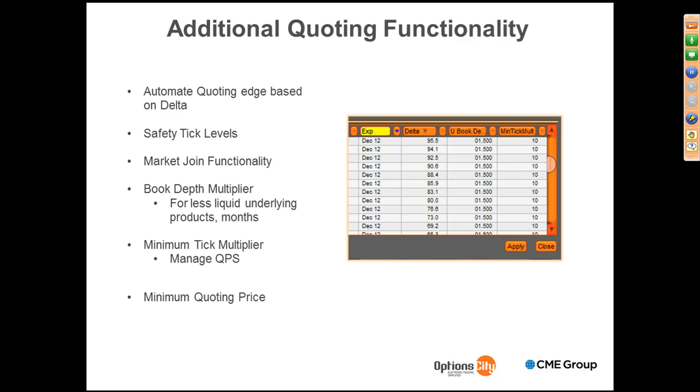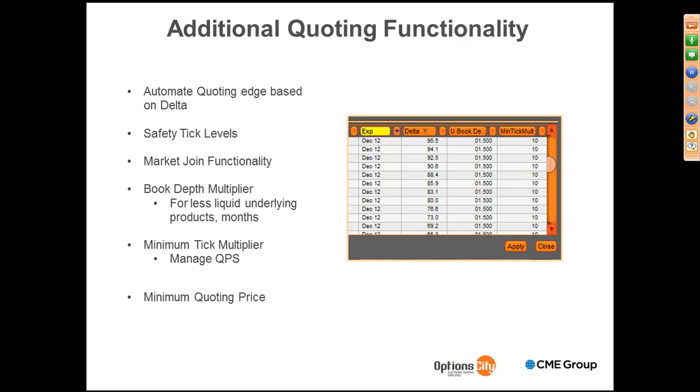We have here, and you can see a little screen grab of it, a book depth multiplier that's for less liquid underlying products and even maybe some back months of the futures, if you're pricing it off a back month future that's not as liquid. And it allows you to make sure for each option that you're actually going to be able to get the number of futures you need as a hedge, or even make sure to price it off of where in the book depth there's more futures than you need, or some sort of factor, as I can see in the middle column there, the U book depth column as well.